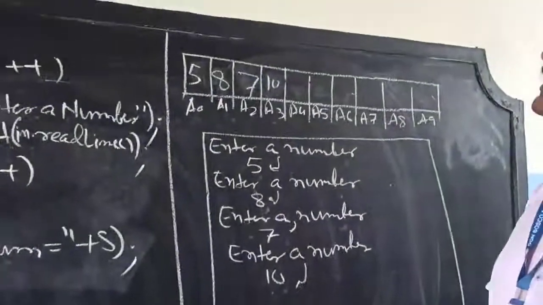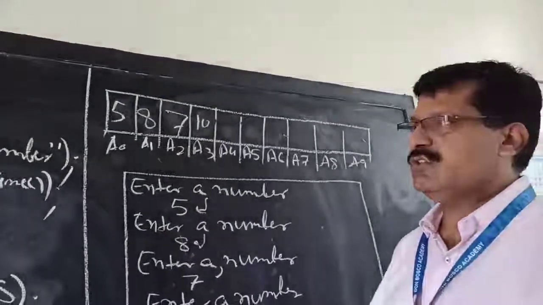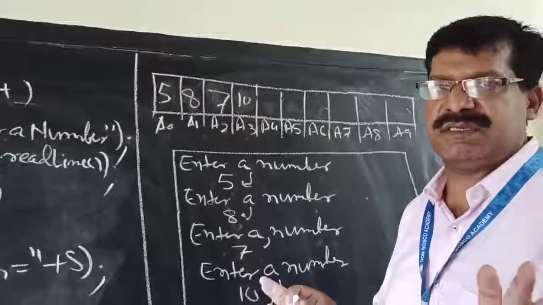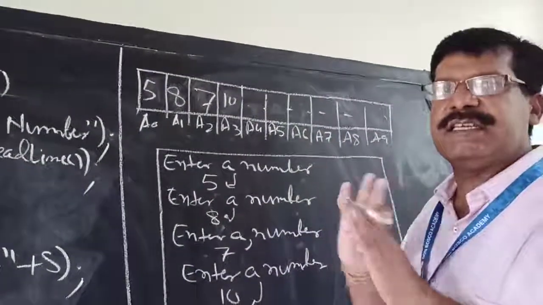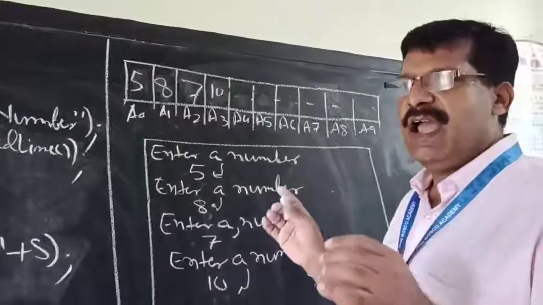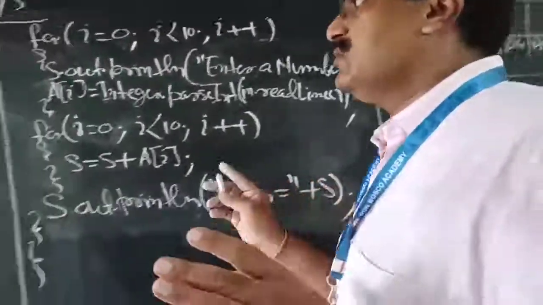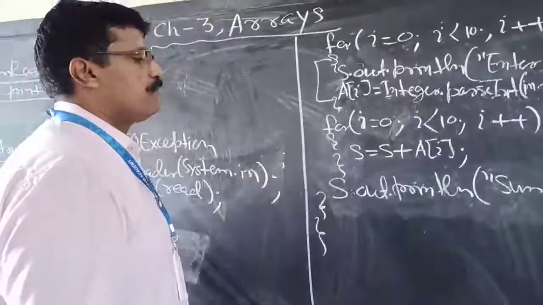So like this you go on inputting how many numbers? 10 numbers. The loop is for 10 numbers, so automatically it will accept only 10 numbers. And after inputting 10 numbers, the array is filled, the array is created. Means it is declared and the elements are filled, numbers are filled. Okay, so this loop will input the 10 numbers in the array.